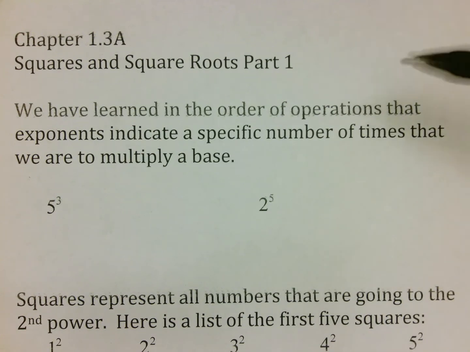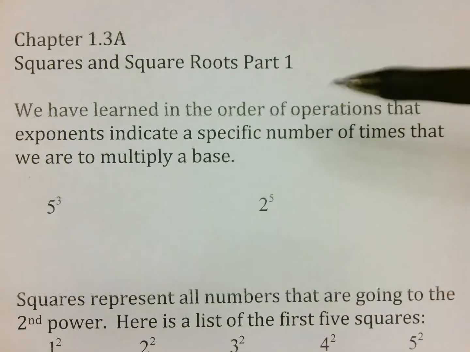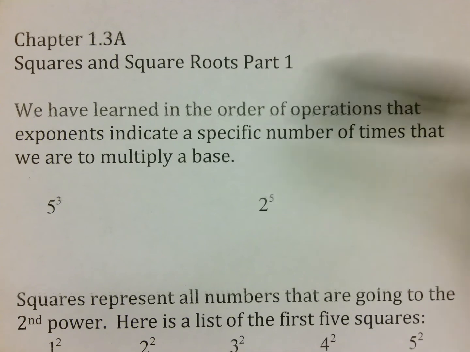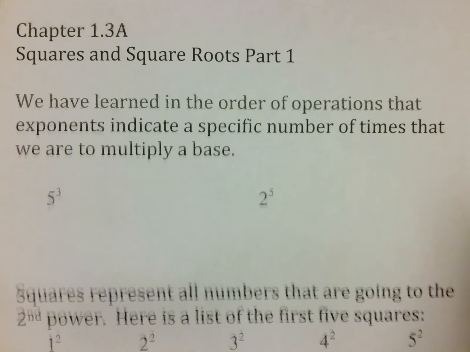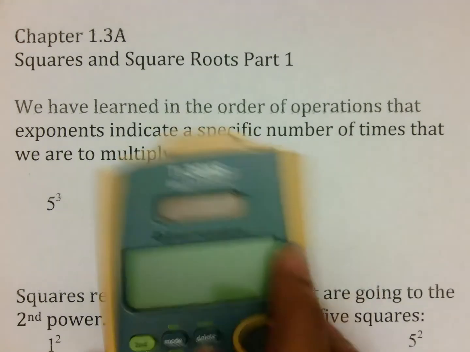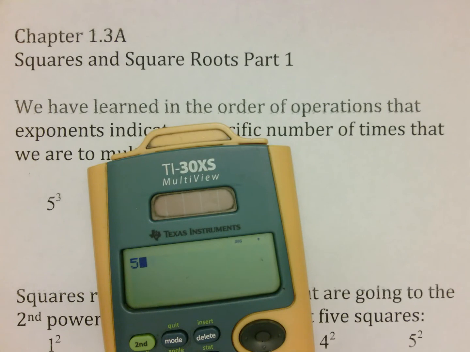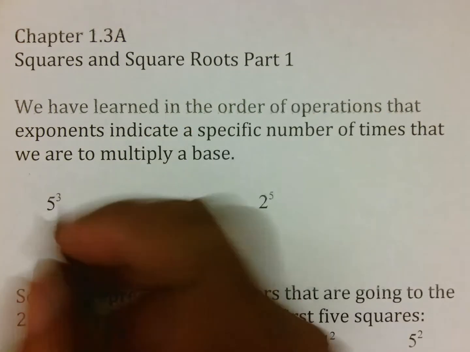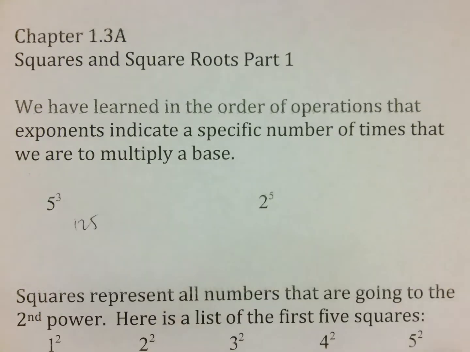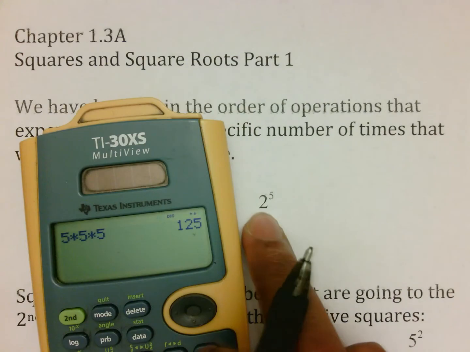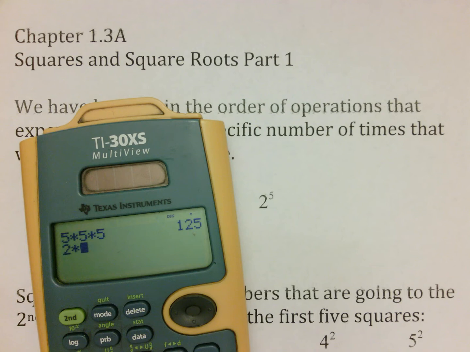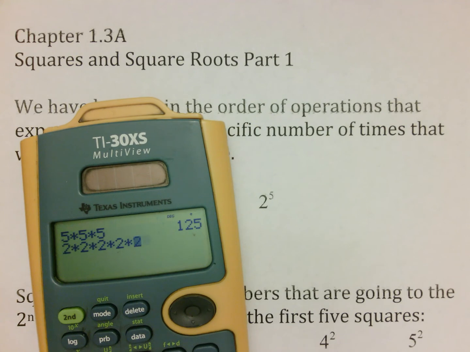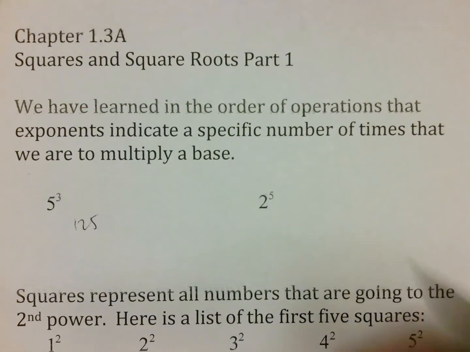We've learned in the order of operations that exponents, the small numbers, indicate a specific number of times that we are to multiply a base. For example, 5 to the third means we are supposed to multiply 5 times 5 times 5, which turns into 125. And 2 to the fifth means we're supposed to multiply 2 five times, so 1, 2, 3, 4, 5, which gives us the answer of 32.